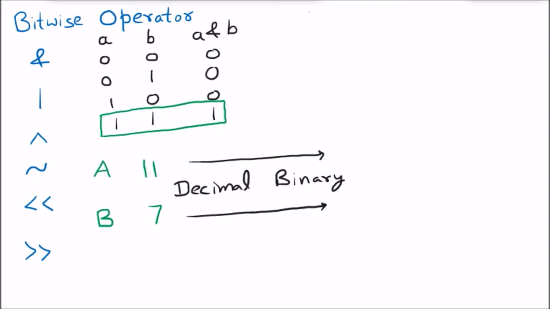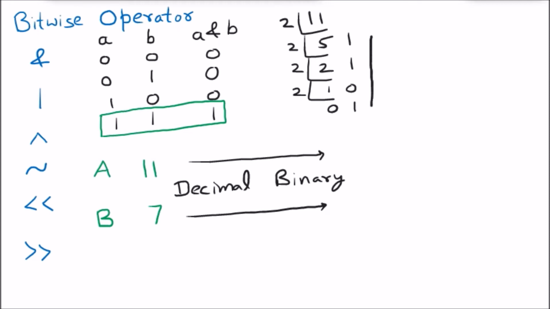So to convert 11 into binary, we are having 2 5s are 10, remainder 1, 2 2s are 4, remainder 1, 2 1s are 2, remainder 0, 2 0 is 0, and remainder is 1. So in reverse order we are going to write, and that will be 1 0 1 1. So that is the binary equivalent of 11.